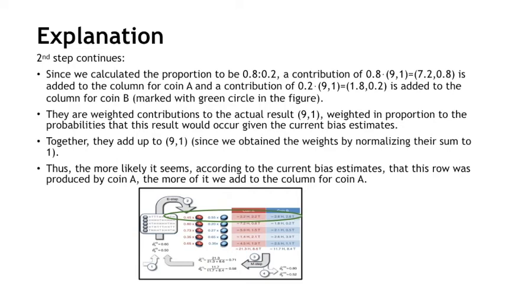Because for coin A the contribution is 7.2 and 0.8, and for coin B the contribution is 1.8 and 0.2. So which one is more probable to happen? We can say from this value that probably the second toss was made by coin A and not coin B, because the column of coin A for this particular toss has a higher weighted value. Okay, I hope we have understood how the second step works.